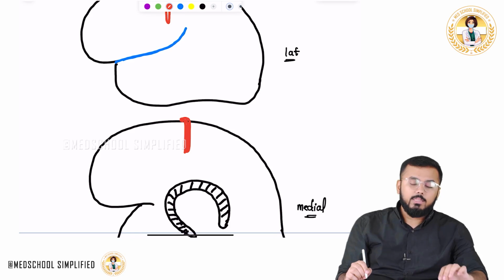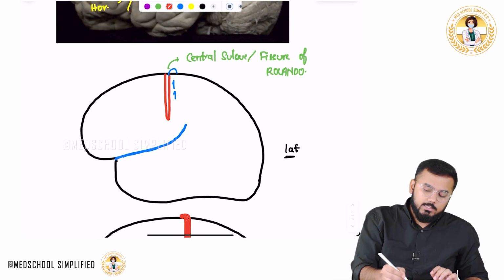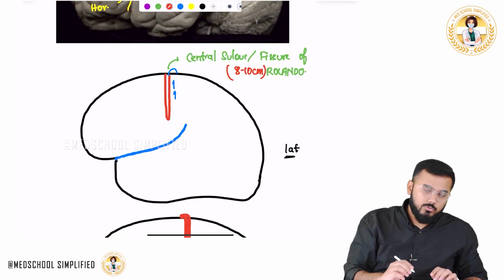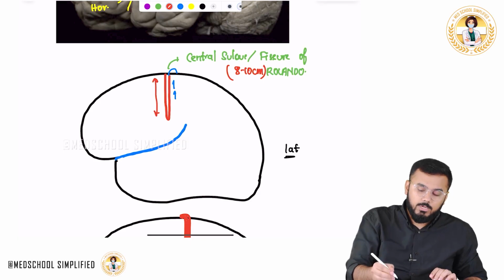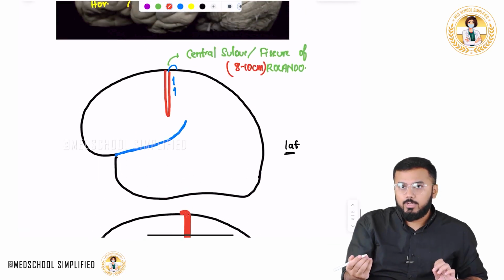So, if you look here, this is around 8 to 10 centimeters. This central sulcus is around 8 to 10 centimeters. Most of you think only this part is 8 to 10 centimeters. No, the entire central sulcus on the medial and the lateral side together is 8 to 10 centimeters.